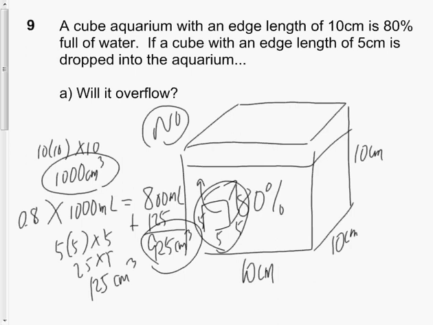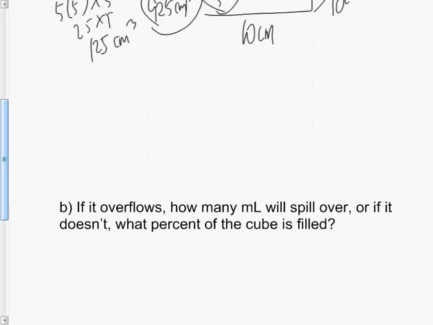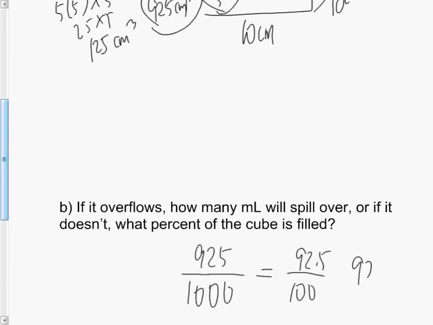For the second part to that question, let's scroll down here. Second part to that question says, if it overflows, how many mils will spill over? But if it doesn't, what percent of the cube is full? So the maximum volume in that cube is 1,000. There are 925 milliliters out of that 1,000 full, which means, as a percentage, that would be 92.5% of the aquarium is full.